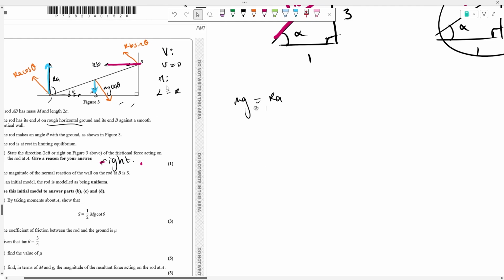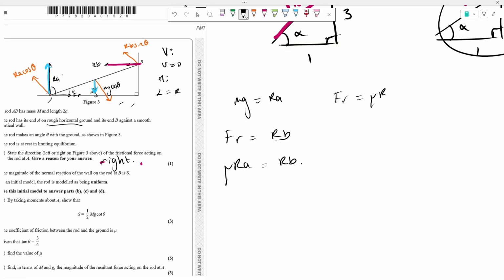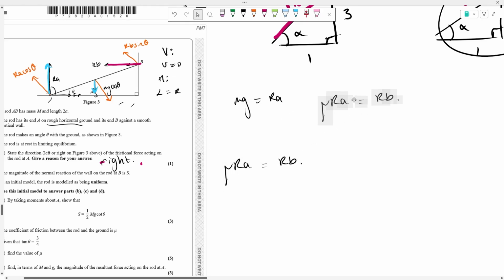Let's keep going. My horizontal forces: my friction is equal to my Rb. Therefore, since my friction formula is equal to mu R, in this case my reaction force is just Ra. Therefore, mu Ra is equal to Rb. Okay, that is my next equation. All right. Lastly, let's do moments about A.